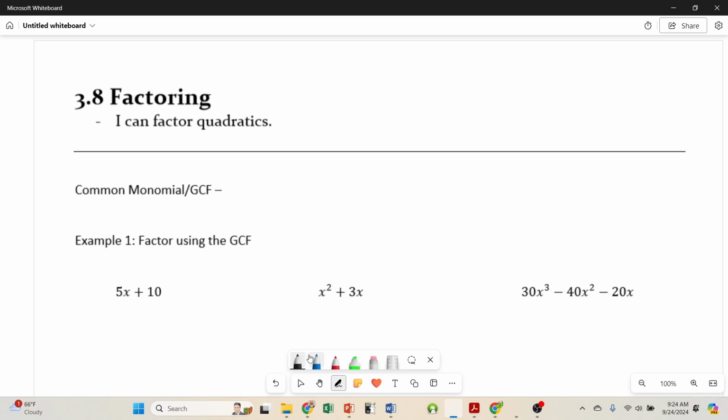Welcome to Algebra 2, Unit 3, Section 8, Factoring. By the end of the lesson, I can factor quadratics.